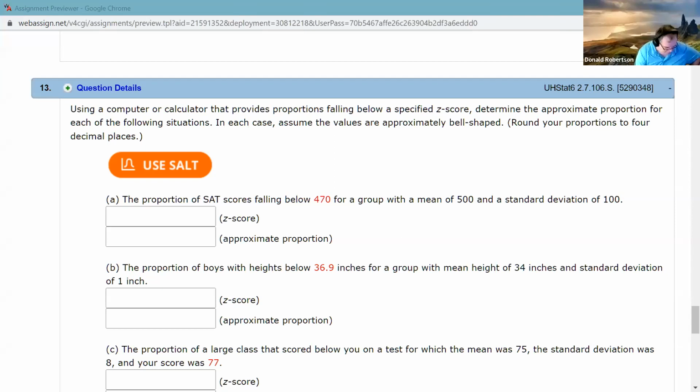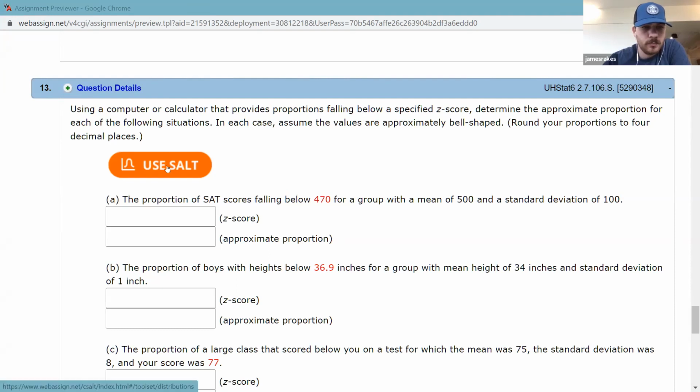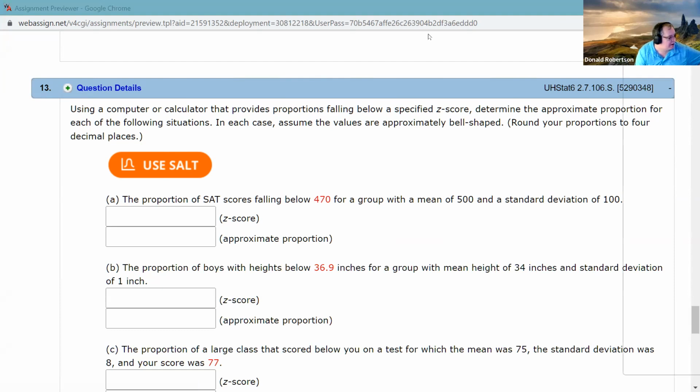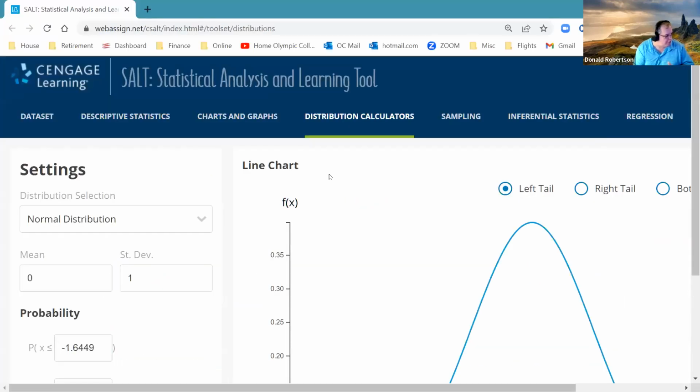So I'm going to nip over here and show you how you can do all of those things without needing a calculator. Right, so you're looking at question 13. I'm going to hit use salt, and this guy appears. So you don't need to go hunting for it, it's in front of you.